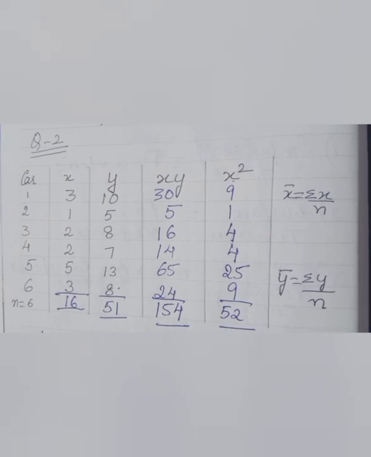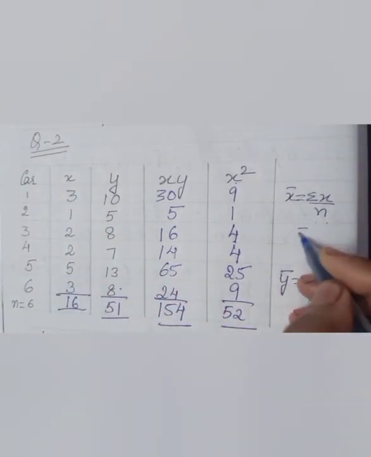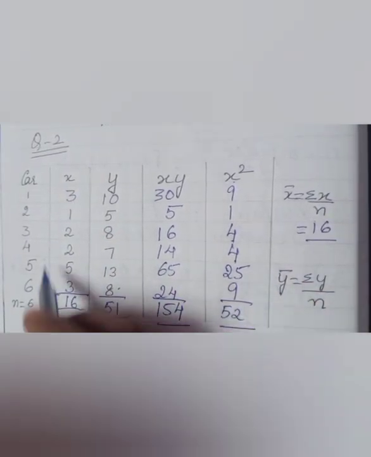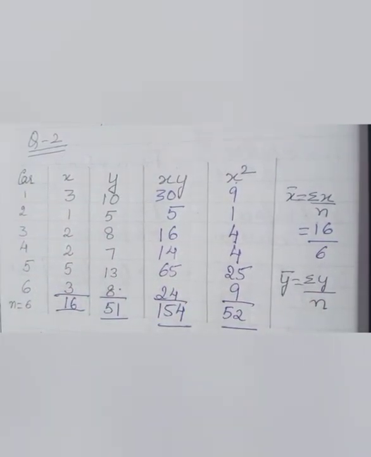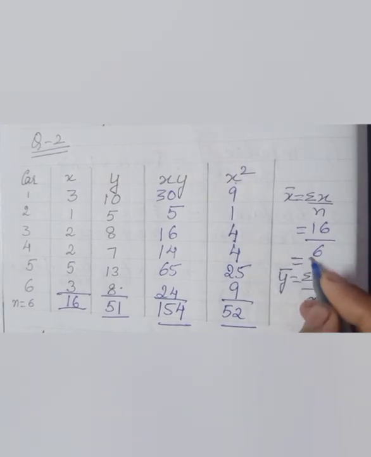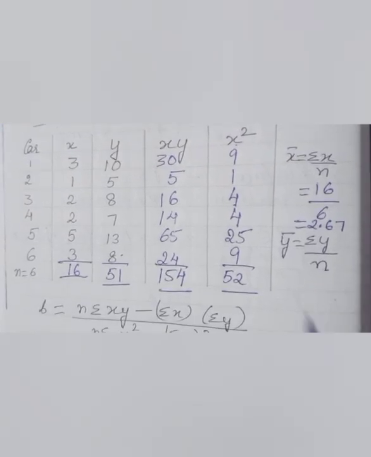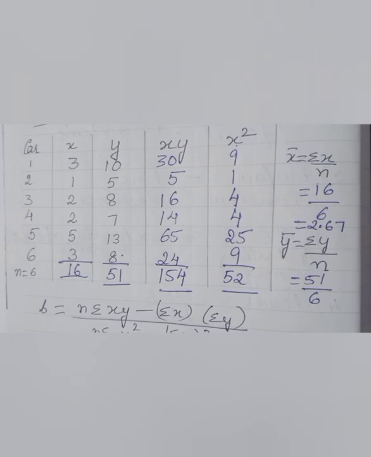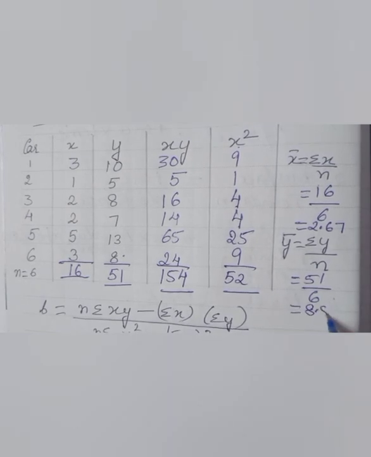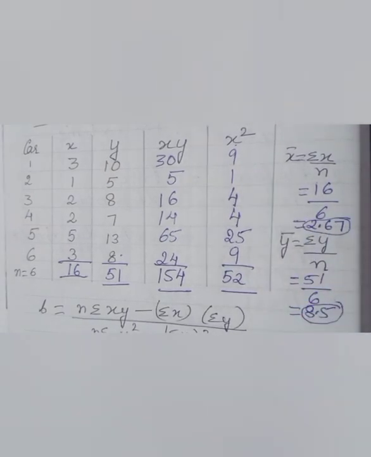Now what is the next step? Find x bar. Now what is x bar? Sigma x by n. Sigma x is 16 divided by, if you see there are 6 cars, so n is 6. Now when you find its value, this will be 2.67. This is x bar. Now let us find y bar. Sigma y is 51 divided by 6. So when you divide 51 by 6, you will get it as 8.5. So this is y bar and this is x bar.